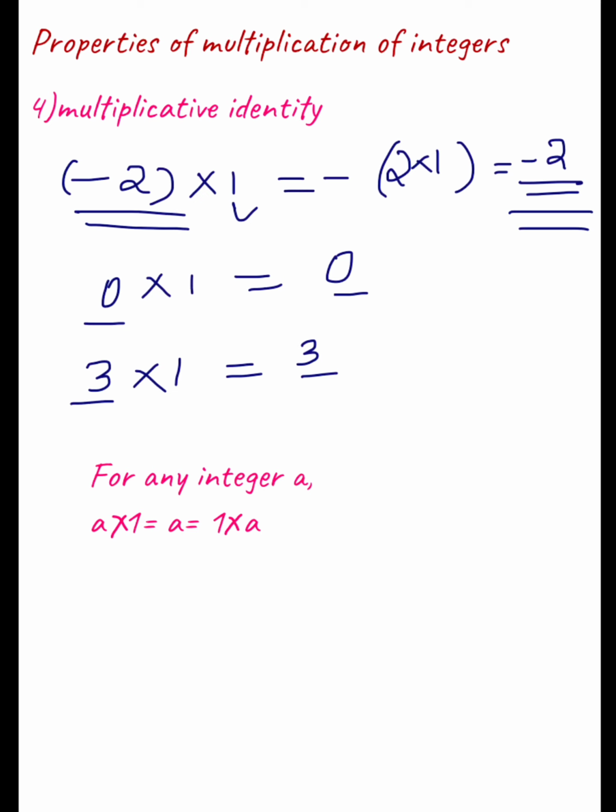So 0 will be the additive identity in that way. Okay, so that is the case of multiplicative identity.